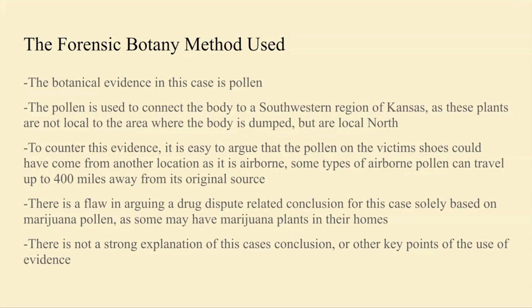To counter this evidence, it's easy to argue that the pollen on the victim's shoes could have come from another location, as it's airborne. Some types of airborne pollen can travel up to 400 miles from its original source. There is a flaw in arguing a drug dispute-related conclusion for this case solely based on marijuana pollen, as some may have marijuana plants in their homes. There is not a strong explanation of this case's conclusion or other key points of the use of evidence.